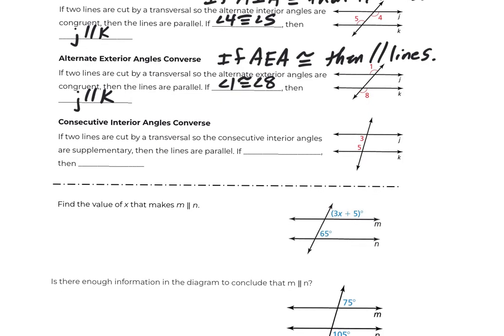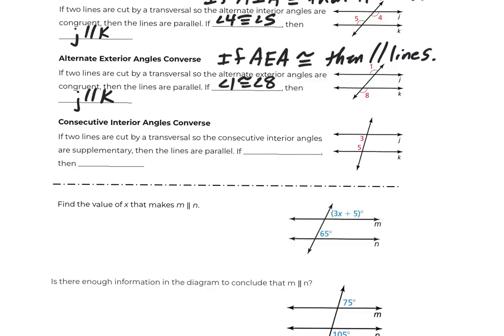Okay, there are 4 different relationships we've talked about the last couple of days, and we're going to continue talking about them, but the one that's different is consecutive interior angles. And what must be true about consecutive interior angles? They have to be supplementary, okay?